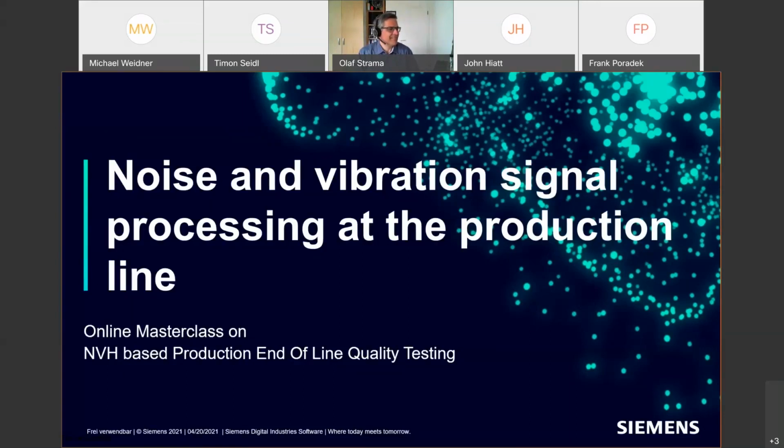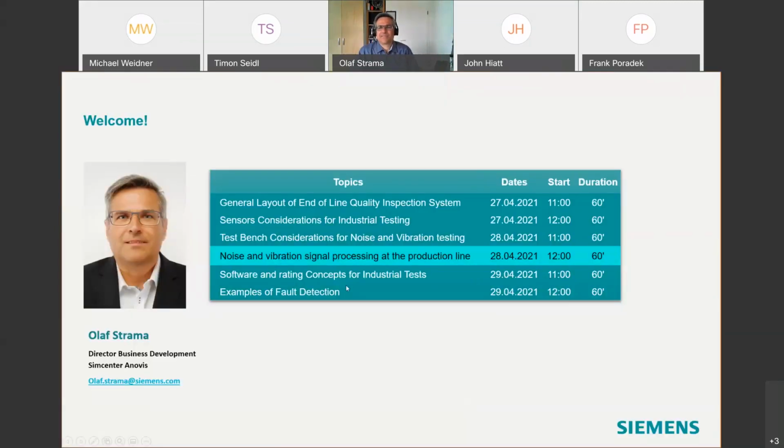In the last session, we covered the test bench considerations for the noise and vibration part of testing. Obviously, our industrial quality testing uses those techniques to identify defects. So in this session, we are going to take a deeper dive into how we process those signals and things that are important in respect to that processing. I did want to mention that we are going to send this presentation out and the recording next week. Everybody should get an email. If you don't, feel free to reach out to us.